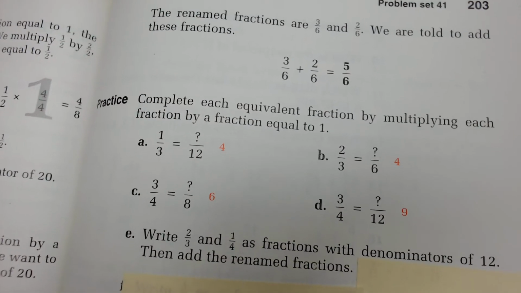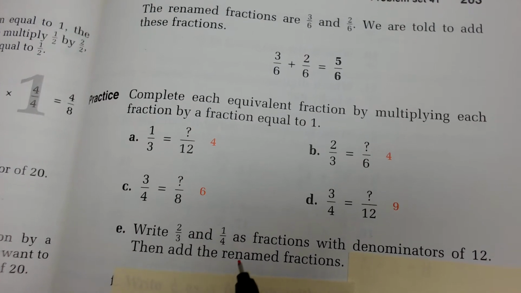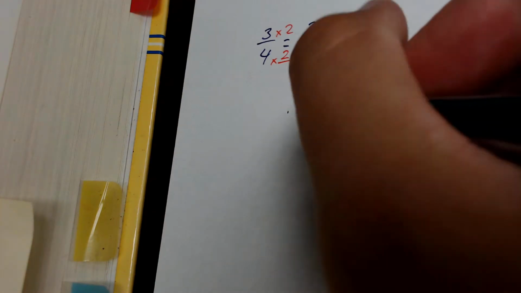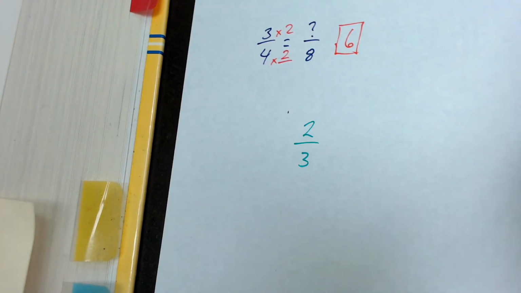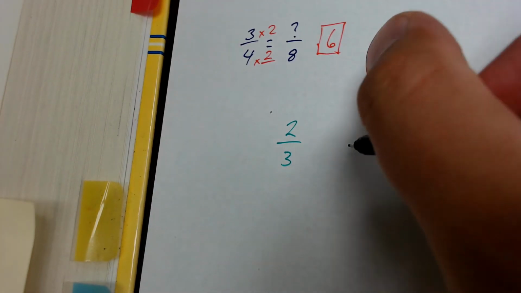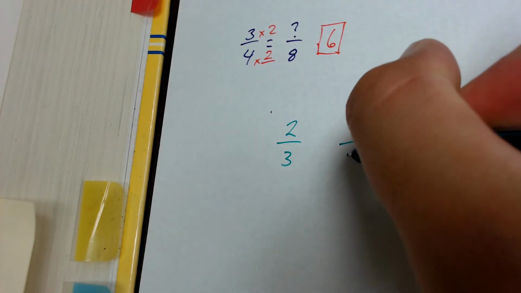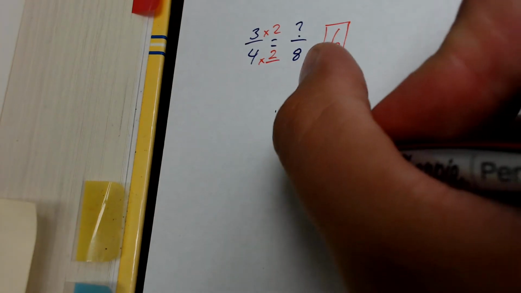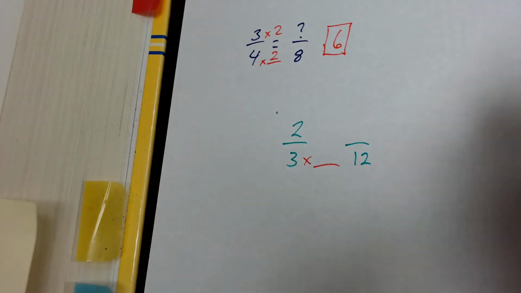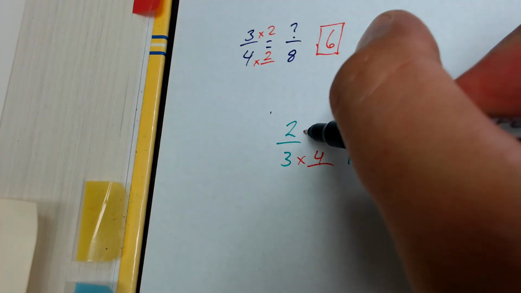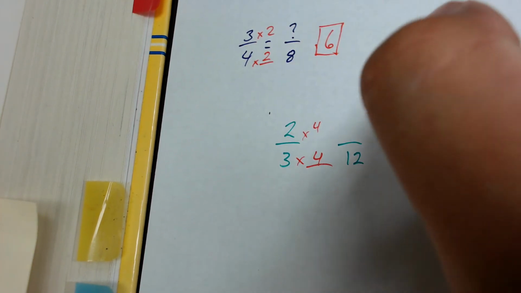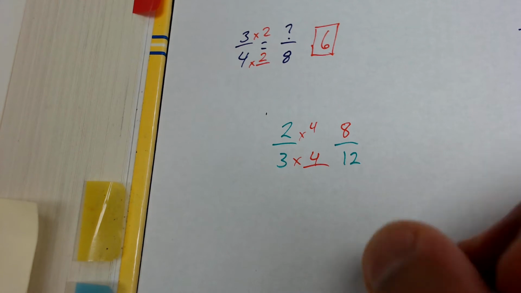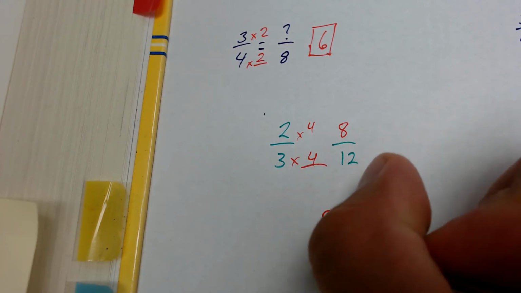So let's go ahead and do that with 2/3 and 1/4. I'll put 2/3, and it's going to have to equal something with a denominator of 12. So I already know that that is going to be 12. Then I ask myself, 3 times what equals 12? 3 times 4. So then I take 2 times 4. 2 times 4 gives me 8. So this fraction is now 8/12.